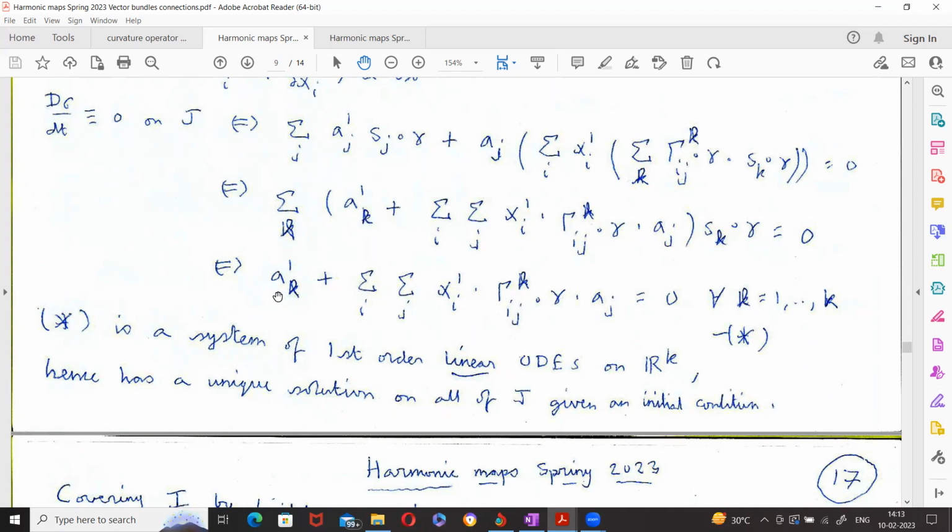So the point is, these are a system of first order linear ODEs in a1 to ak, which are the coefficients of my section sigma.